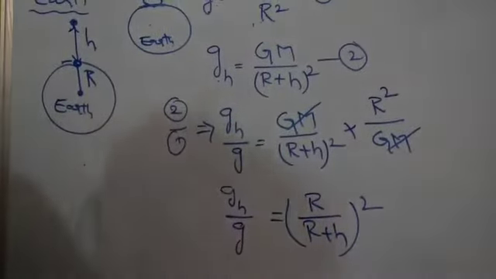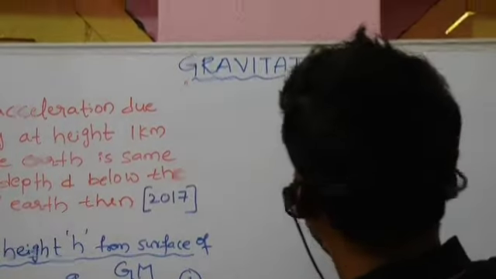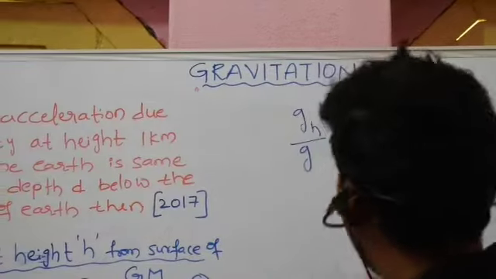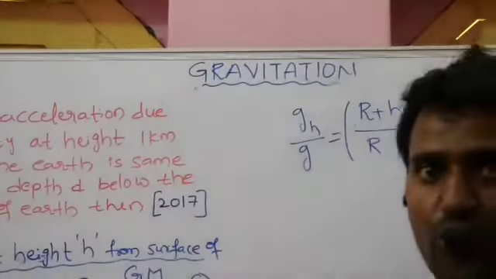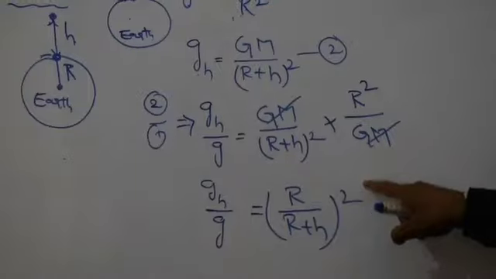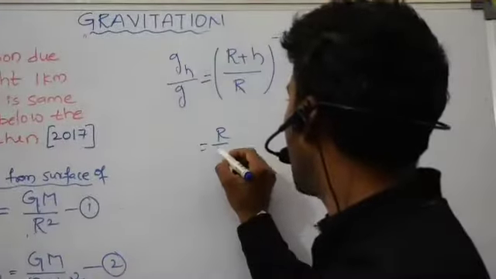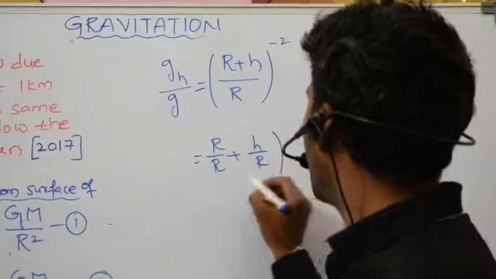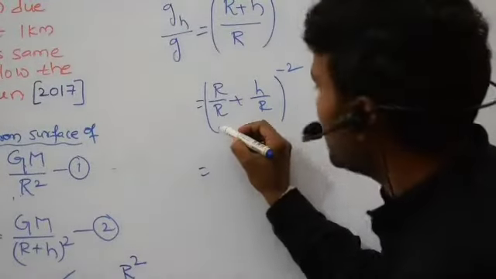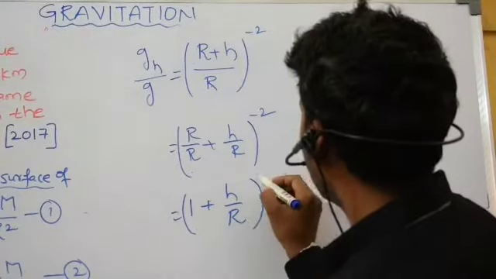Now this equation I am writing like this. gh divided by g is equal to (R plus h) divided by R, whole to the power of minus 2. I am just interchanging these two: R plus h I am writing in the numerator, R in the denominator. At that time the power will become minus. And finally, gh by g is equal to (1 plus h by R) to the power of minus 2.